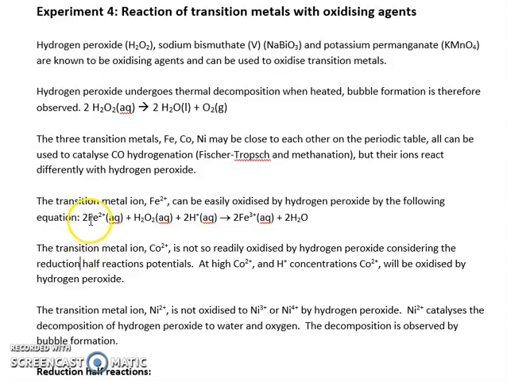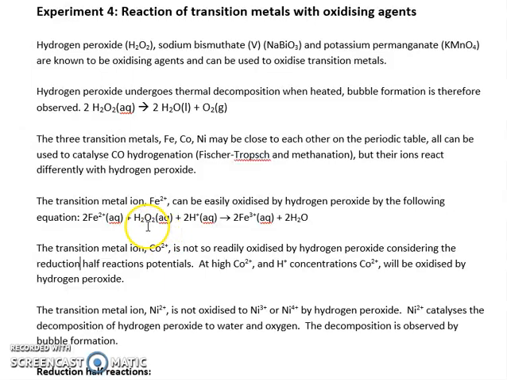So when you have iron 2 plus and you add it with hydrogen peroxide, which is an oxidizing agent, it would readily oxidize to iron 3 plus. So your oxidation state of the iron has increased from +2 to +3. So your iron has oxidized, so the oxidation state has increased.